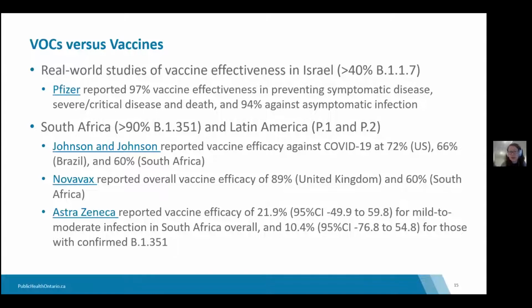Similarly for Novavax, when they did their trial in the UK, where it was mostly B117, they got an 89% vaccine efficacy, but that was reduced to 60% in South Africa. And then thirdly, for AstraZeneca, they did a trial for mild to moderate infection in South Africa and had a 22% vaccine efficacy.